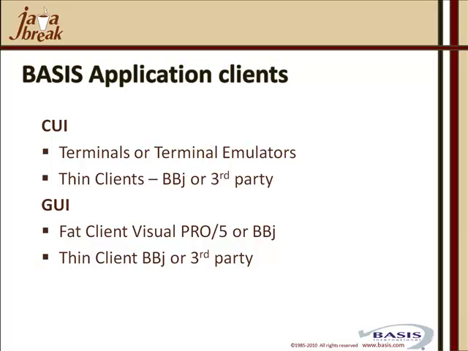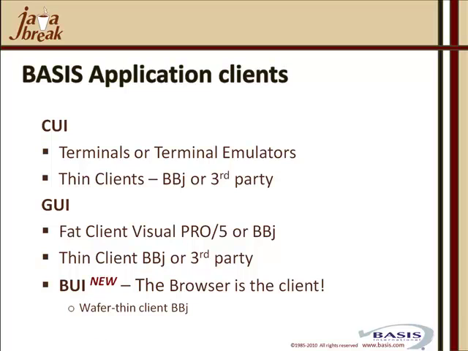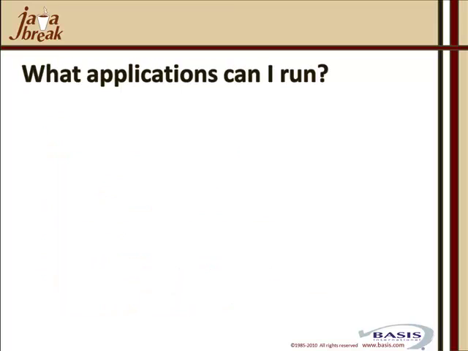In the GUI environment, in the graphical user interface, you could have a fat client, Visual Pro 5 or BBJ as a fat client, or you could have BBJ's thin client, or some third-party thin client, again like Windows Terminal Services or Citrix. Now we've added a new function, a new opportunity, a new deployment choice for you: you can deploy in a browser user interface, and the browser becomes the client. Think of it as a separate machine. And that really gives us the thinnest of thin clients, a wafer thin client BBJ.